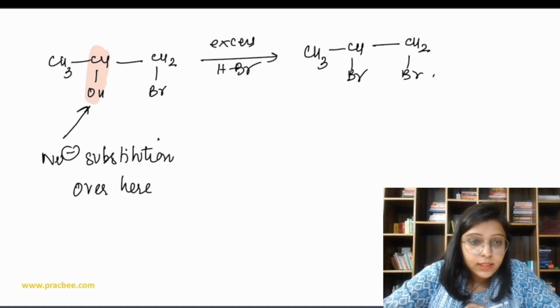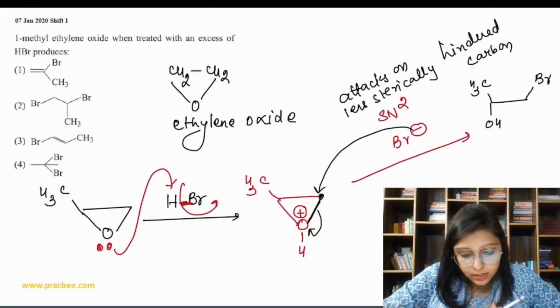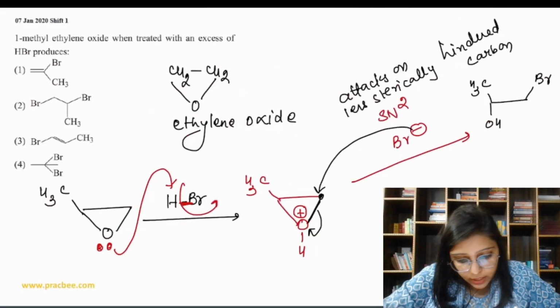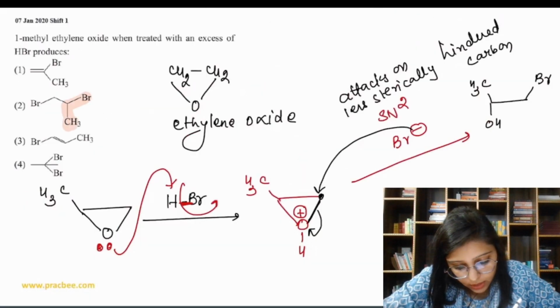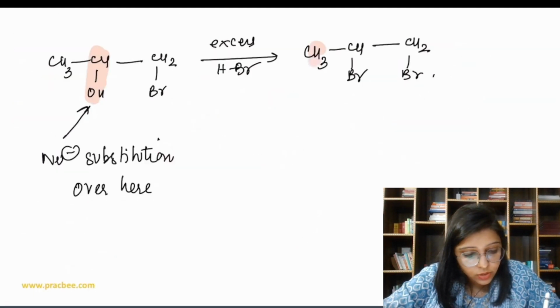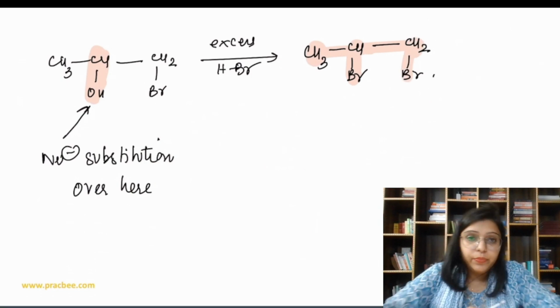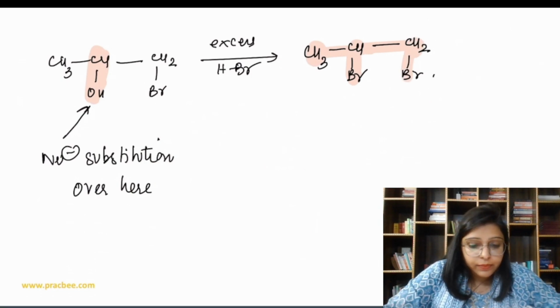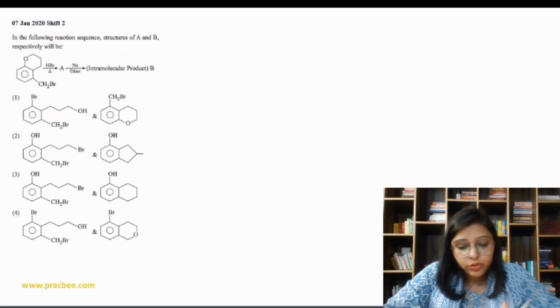Understood? Got it? So let's find out the correct answer. We get CH3, CHBr, then CH2Br. So option 2 is going to be the correct answer. CH3, CHBr and then CH2Br. Clear? Okay. Now let's do the next question.